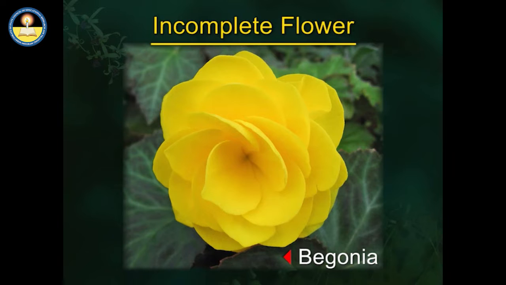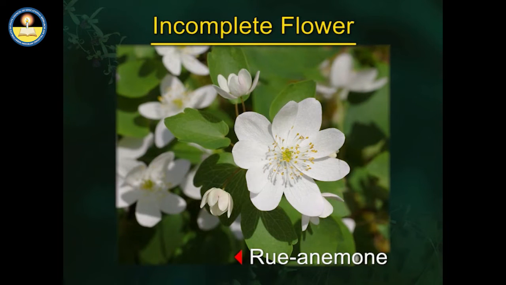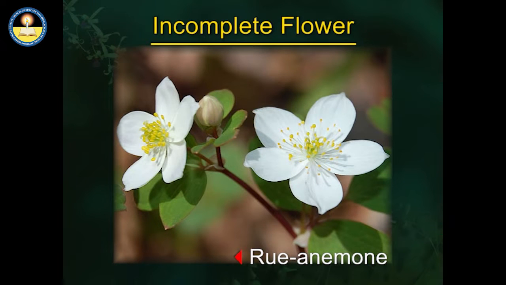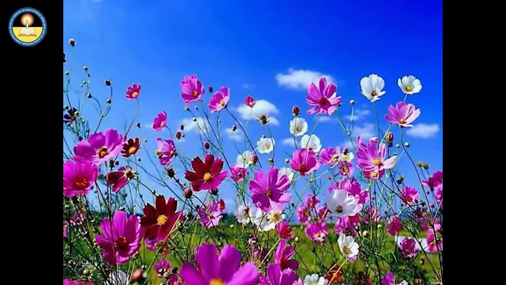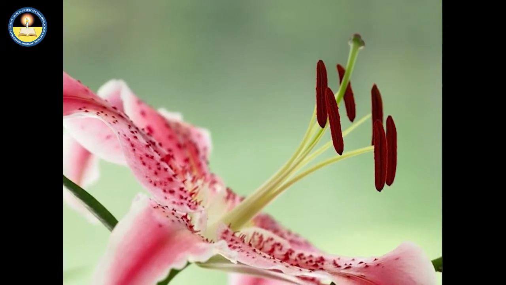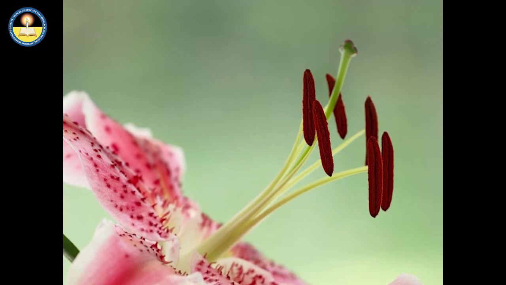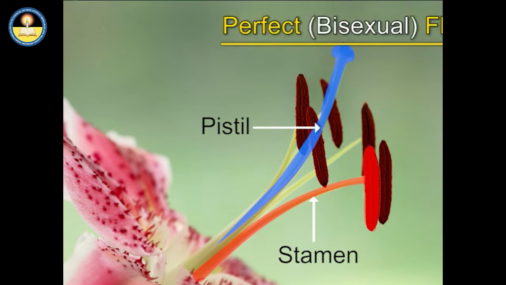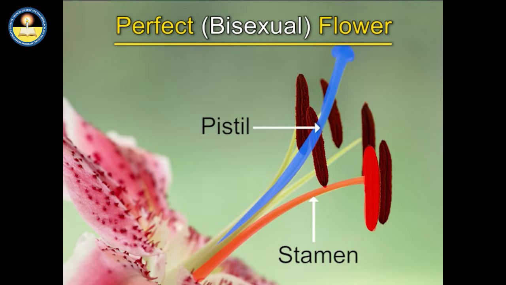Begonia, rue anemone are examples of incomplete flowers. Flowers of rue anemone lack petals. Its sepals look like petals. There is another way to categorize the flowers. Flowers that contain both sexual parts, stamen and pistil, are called perfect or bisexual.